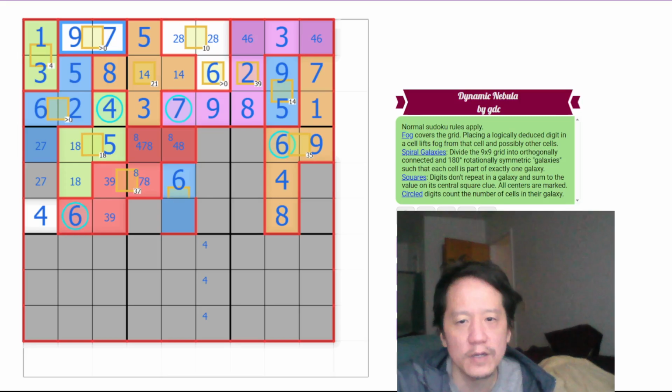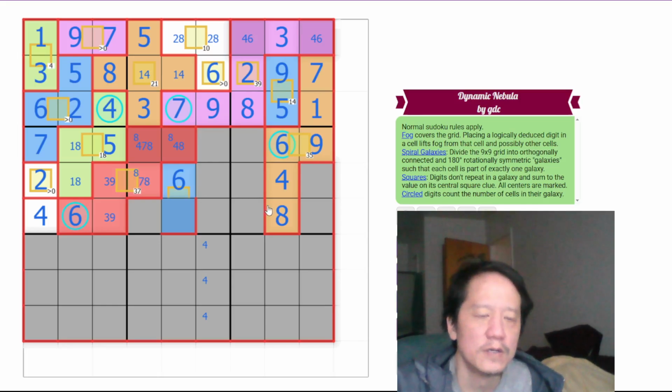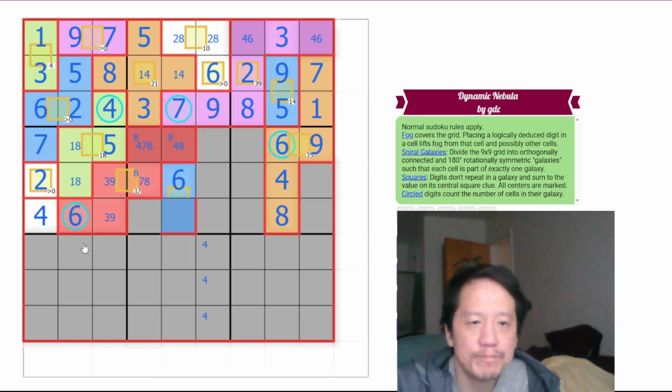Make this pink, I guess. So this blue region ends here. This cannot be 2. It must be 7 because we already have a 2 in the region. So this is separate. This must be a 2 then. And it's its own region. So this will make... It has to go this way.